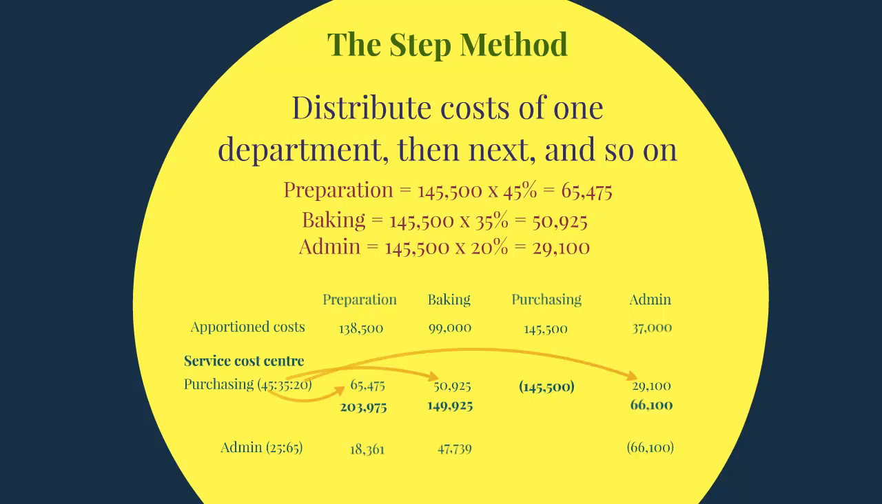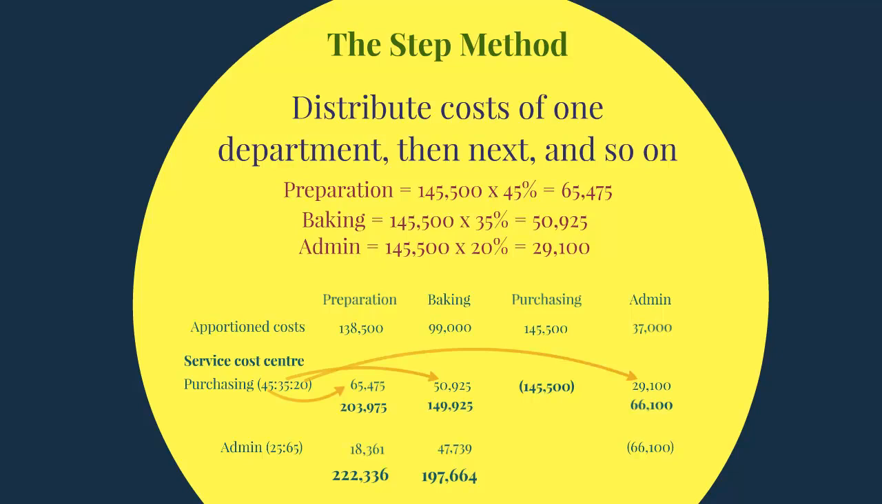18,361 for preparation and 47,739 for baking, which gives us a grand total for preparation and baking of 222,336 for preparation and 197,664 for baking.